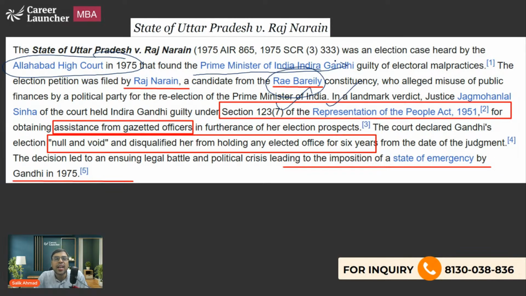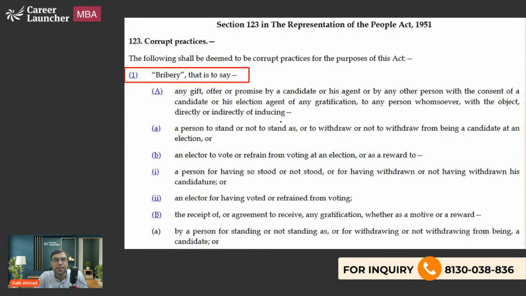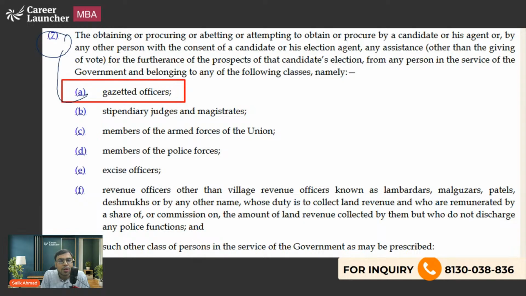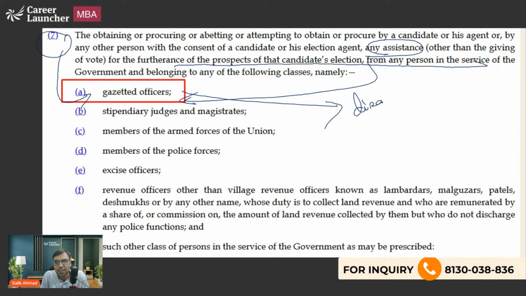So what was the case? Actually, let me tell you what is 123 clause 7. So basically 123 talks about bribery, that if you bribe the people, then you will be disqualified as a member of parliament. Similarly, when you read 123 clause 7, it talks about actually getting the help. Okay, any assistance from a person, let's say under this, she was disqualified, Indira Gandhi ji.